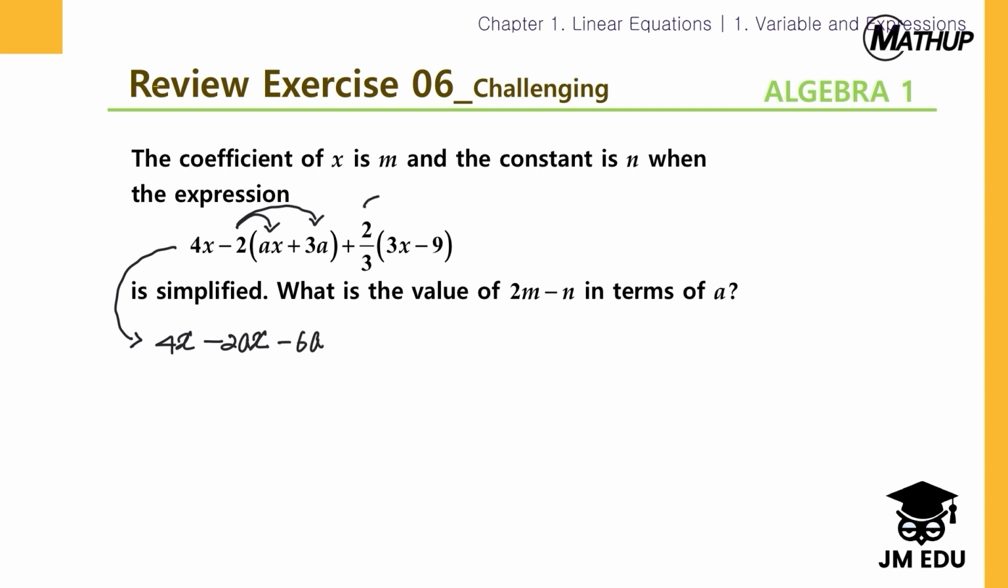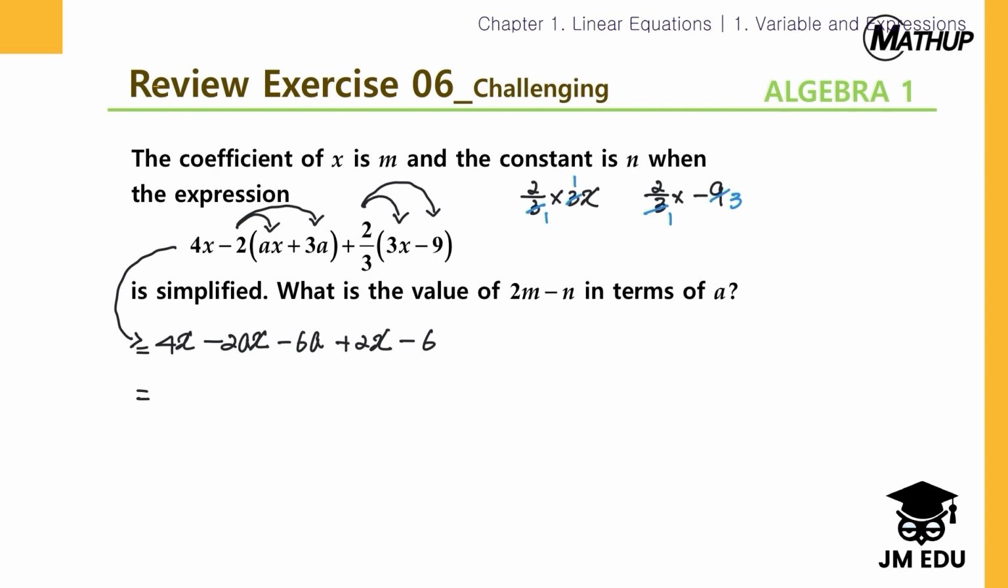Plus 2 over 3 times 3x. If we simplify this, 3 times 1, 3 times 1. So that's 2 times x, which is equal to 2x. Again, 2 over 3 times minus 9. So 3 times 1 is 3, 3 times 3 is 9. So 2 times negative 3, that's minus 6.